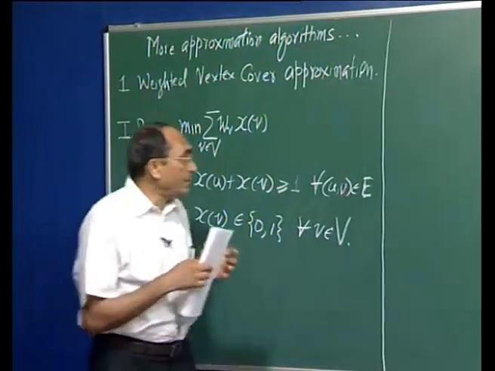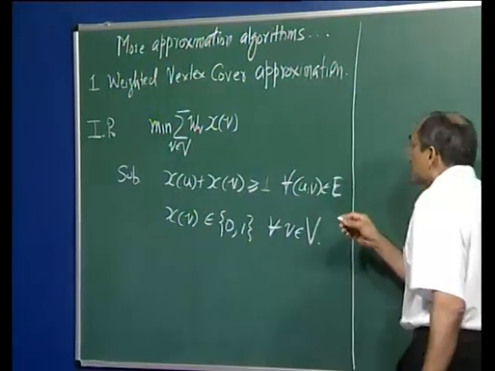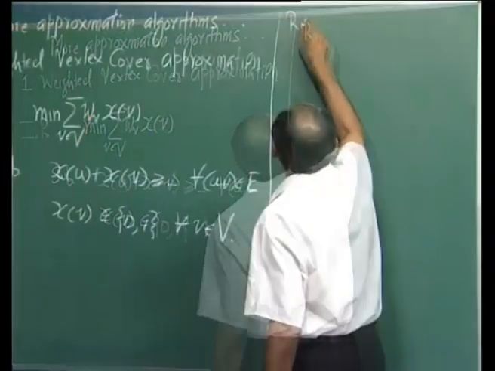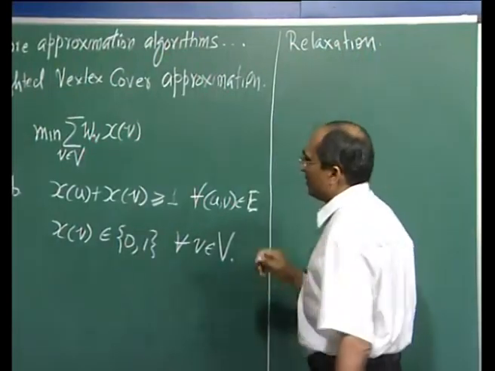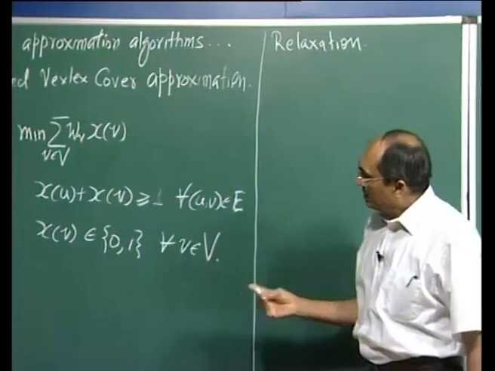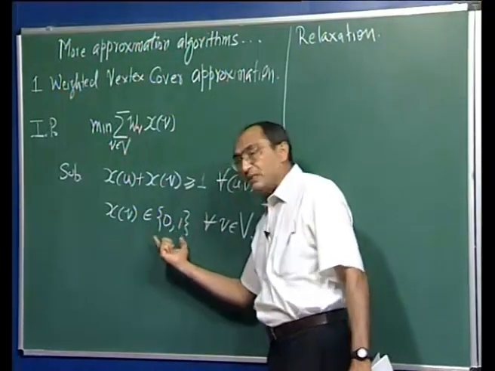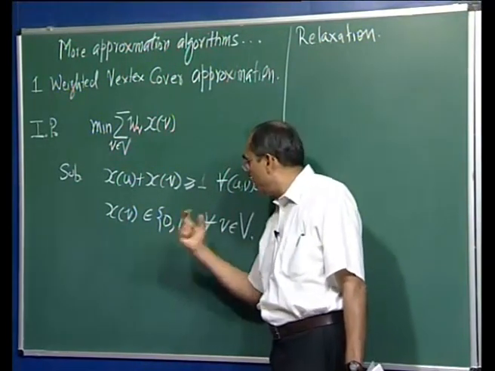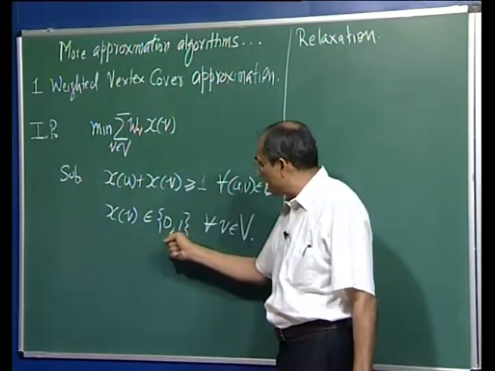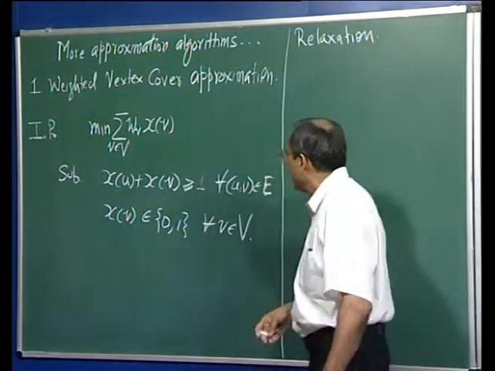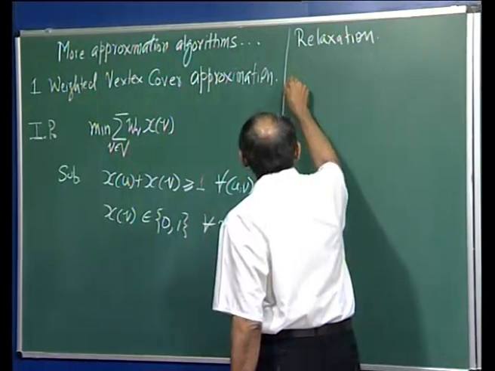So, what one does is one relaxes this. Relaxation simply means that we will drop this integrality condition. We will allow fractional values, any value between 0 and 1, and then it becomes a linear program.